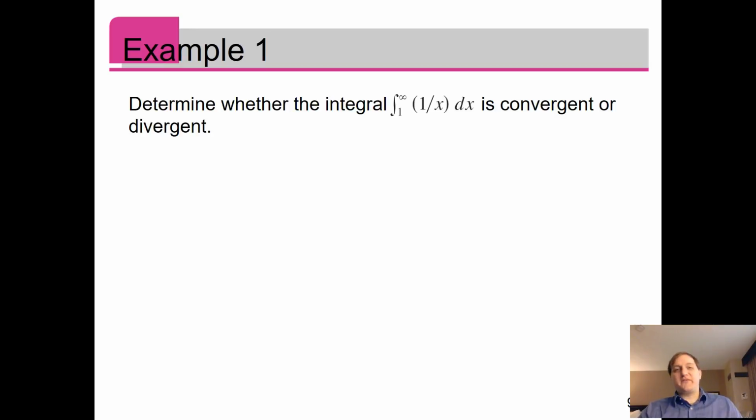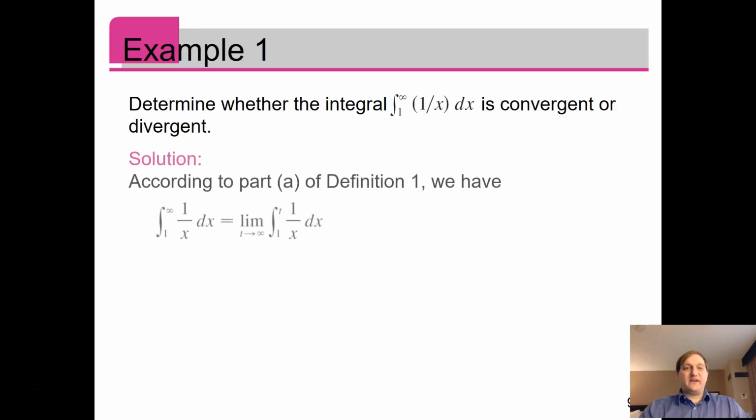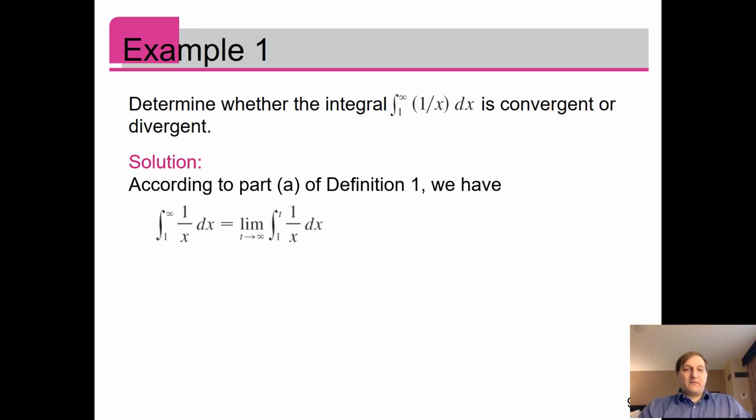Okay, so here's our first example. We're going to determine whether the integral from 1 to infinity of 1 over x dx is convergent or divergent. So this is the situation. What we're going to do is start by replacing the infinity with t, and we're going to use the limit as t goes to infinity. So we have the limit as t goes to infinity of the integral from 1 to t of 1 over x dx.